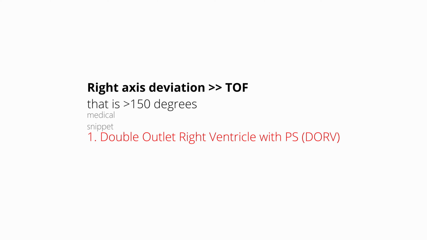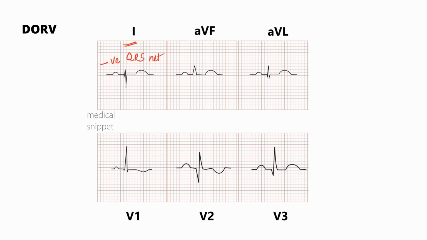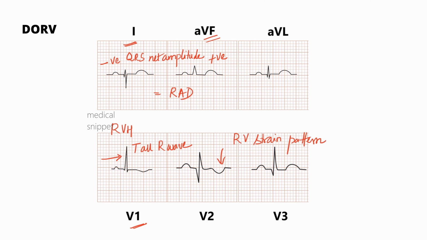If right axis deviation is more than that of TOF, that is more than 150 degrees, it can be either double outlet right ventricle or D transposition of great arteries. In DORV, there is right axis deviation more than 150 degrees with right ventricular strain pattern. But when you see the looping, it is counterclockwise looping in DORV, whereas it is clockwise looping in TOF.